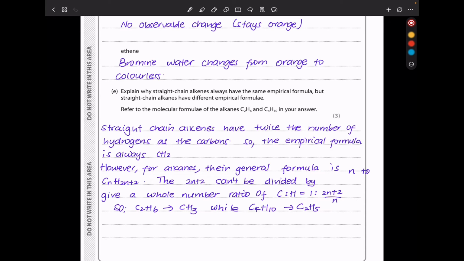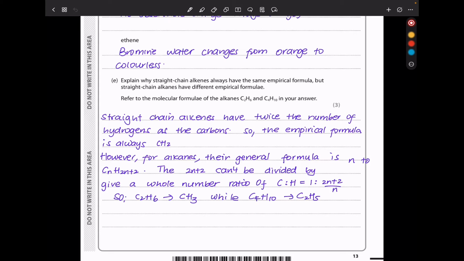And in part E, explain why straight chain alkenes always have the same empirical formula, but straight chain alkanes have different empirical formulae. Refer to the molecular formulae of alkanes C2H6 and C4H10 in your answer. So of course with alkenes, because the number of hydrogens is going to be double the number of carbons, the empirical formula is always going to be CH2.